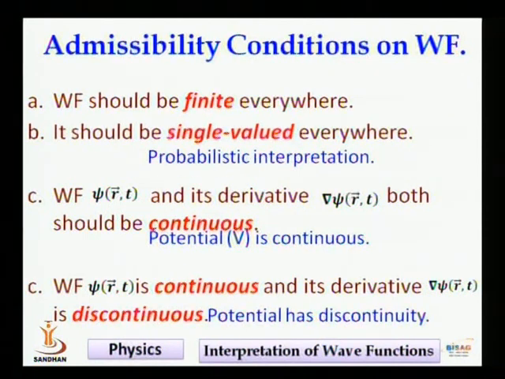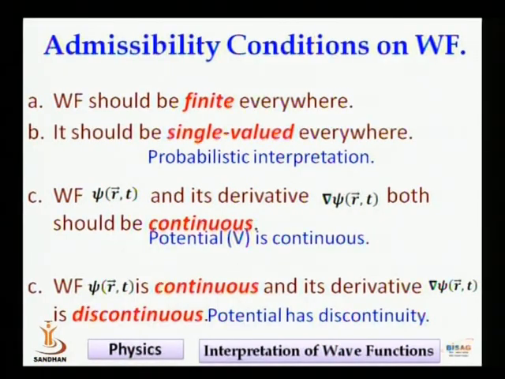Obviously, if you find the particle at some place, at some time, and later on, it should give the same value. The probability of finding the particle at the same position at a different time should not be different. These 2 requirements come from our probabilistic interpretation. The other 2 conditions come from the potential also. So it should be continuous and its derivative should be discontinuous.